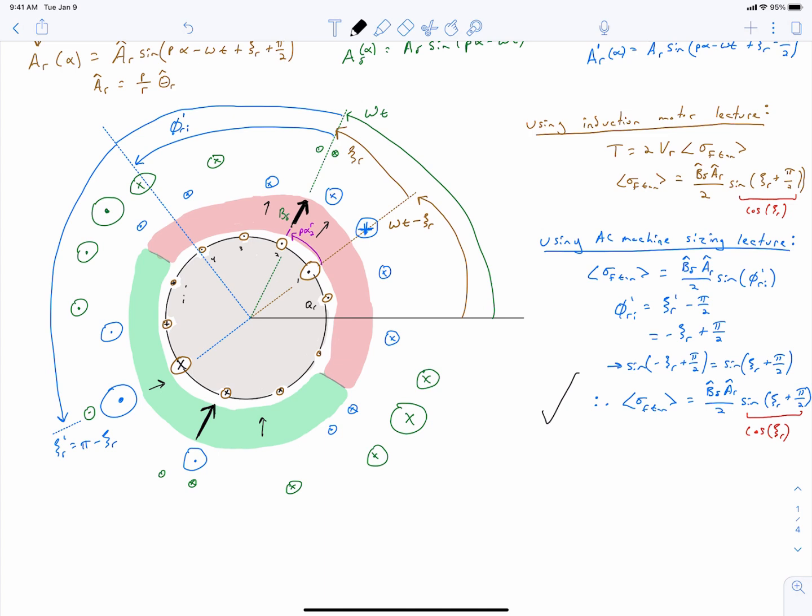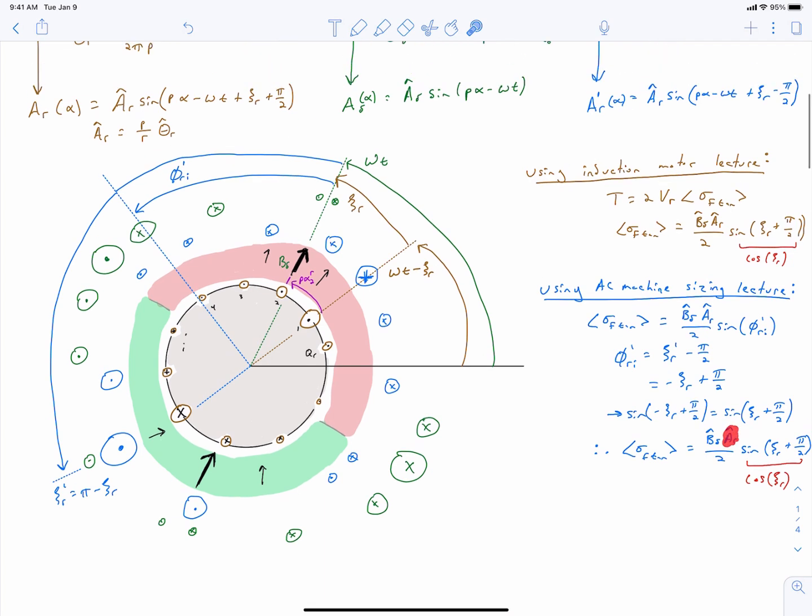So this is good. It helps us to understand the physics of what's going on in our machine, but still it is not that useful from a sizing perspective, because this quantity right here, A R hat, is still the linear current density on our rotor, or we could say it's the linear current density on our stator that's reacting to our rotor, but it is not the electric loading of our stator. And so, yet again, it still is not entirely helpful for sizing the induction motor.